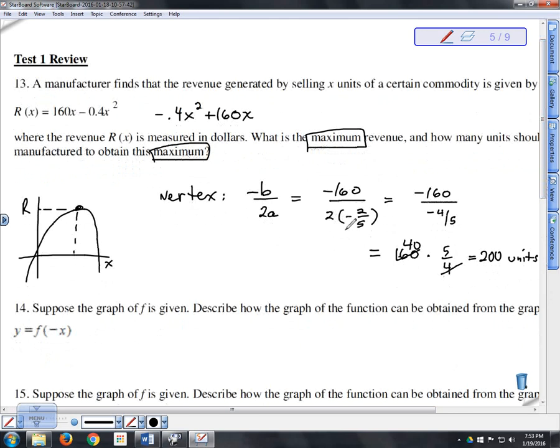And this is totally fine to do on a calculator. That's what they are there for. How many units should be sold to obtain the maximum? So that's part of the answer. 200 units need to be sold in order to maximize revenue. But what is the maximum revenue? That needs to be plugged in here.